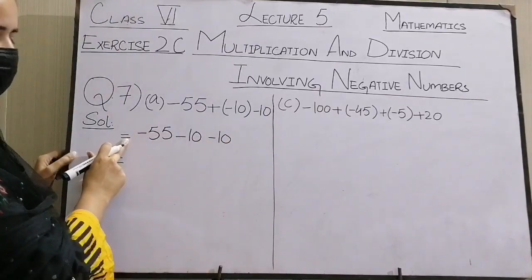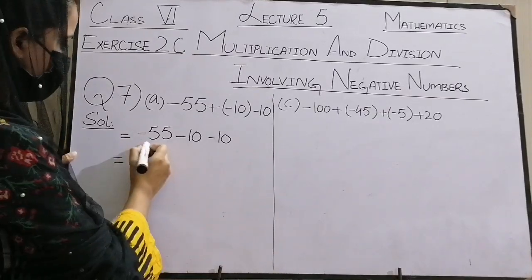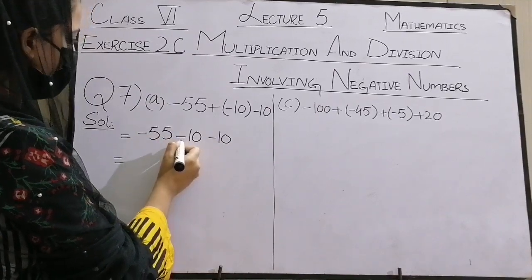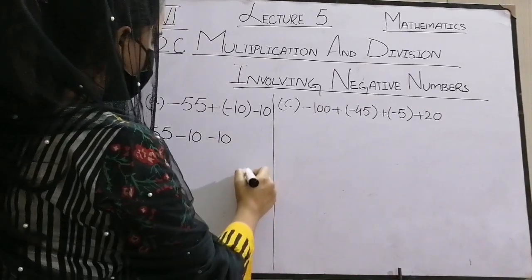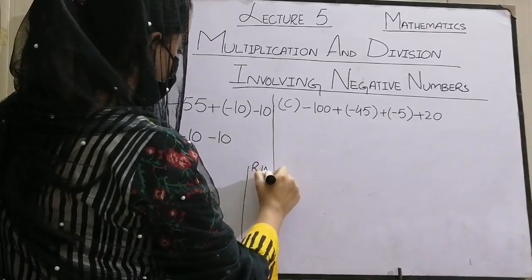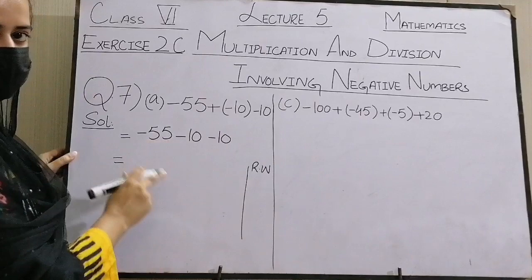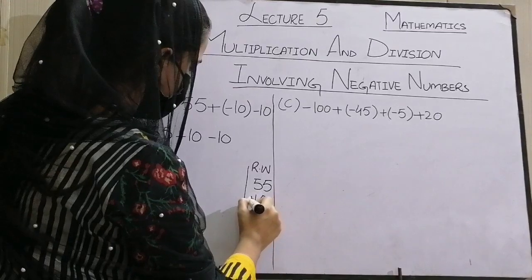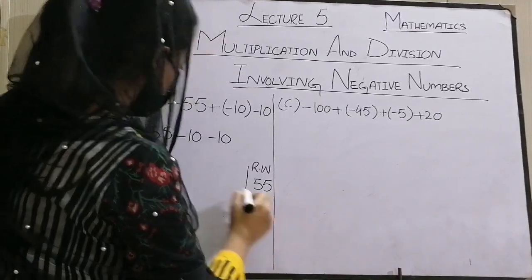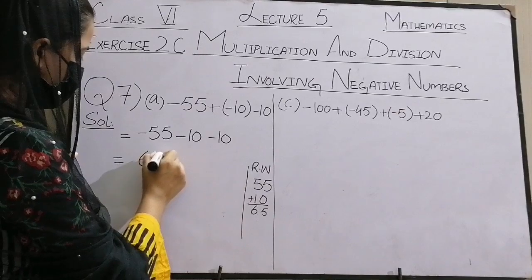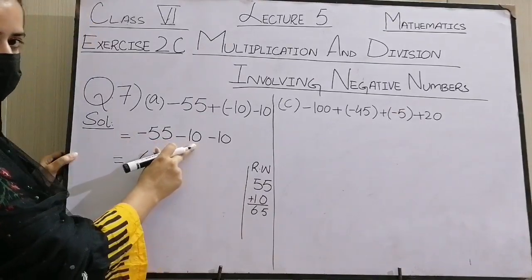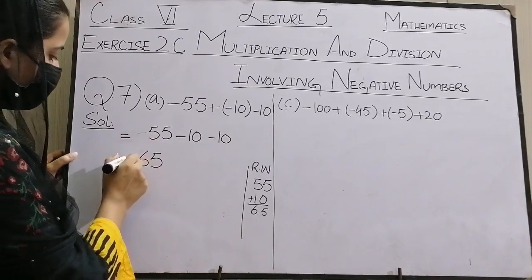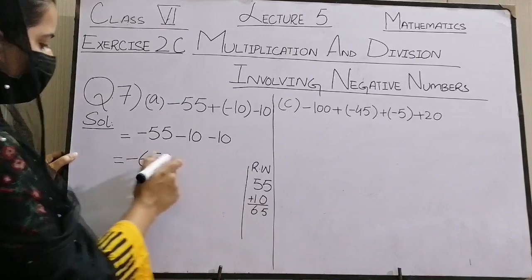Do not forget to write the equal sign with each step. Minus 55 and minus 10. These both numbers have same sign with them. So we have to add them up in rough work. Whenever two numbers have same sign, we have to add these numbers. 55 plus 10, it becomes 65. Write down 65. Now, which of these numbers is the bigger one? You can see 55 is the bigger number and it has negative sign with it. So, answer would be a negative one.